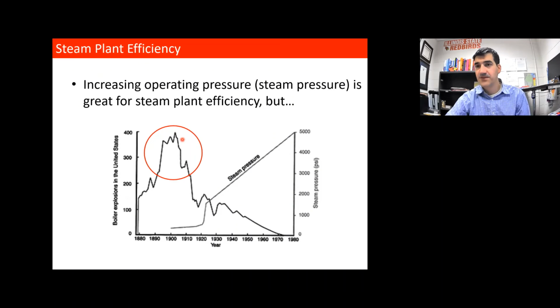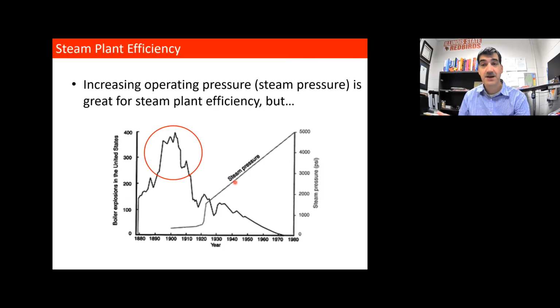It's interesting to note that the steam plant explosions were decreasing at the same time that the average steam pressure of the systems was actually increasing. And I don't really agree with the end of this curve right here. It would be very unusual for a modern steam plant to have a pressure of 5,000 PSI. That's really, really high.